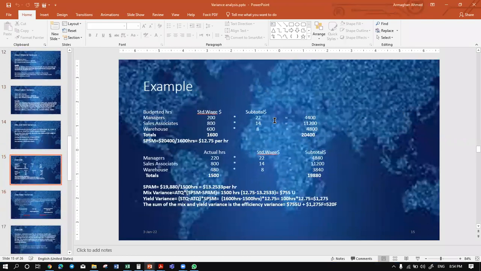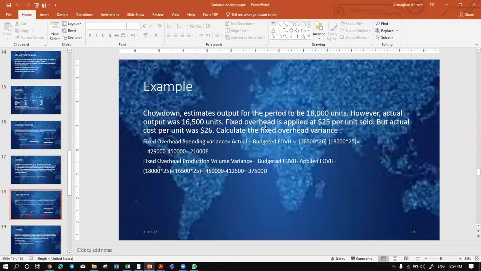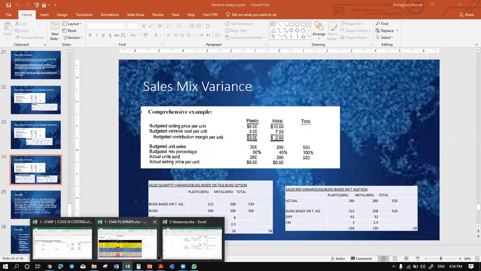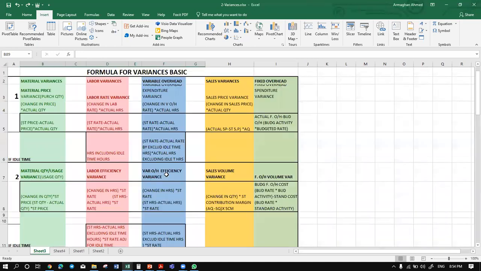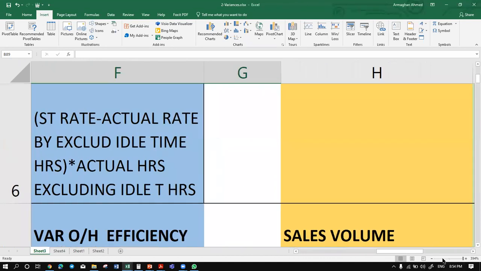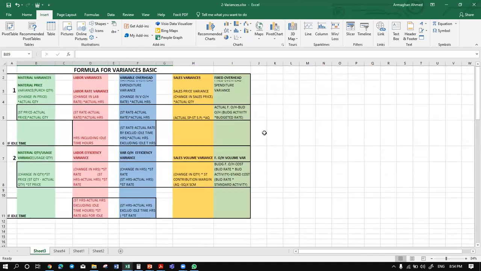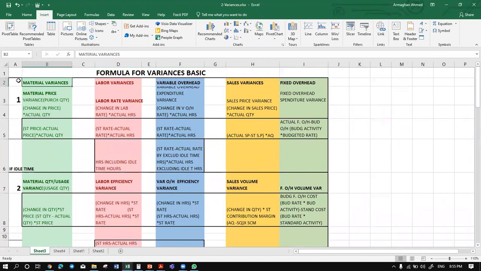How will we be calculating the material variance? Let me come to the Excel sheet. Here is the formula sheet that you should follow. Okay, material variance.